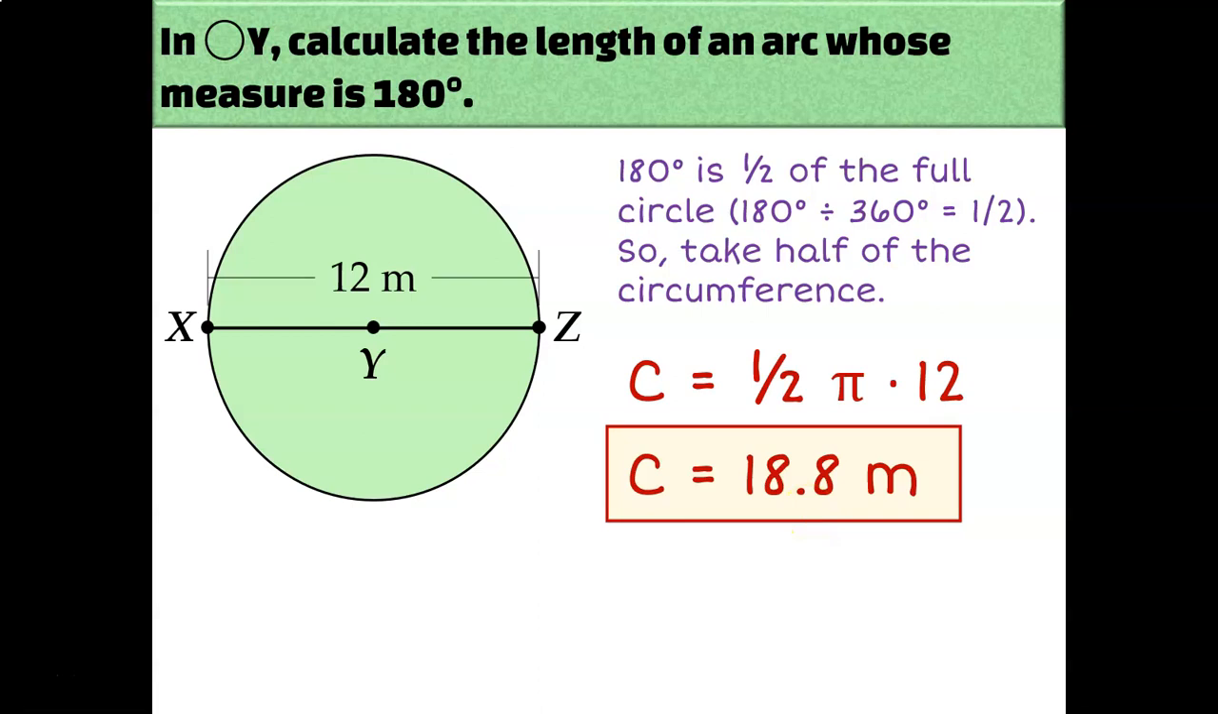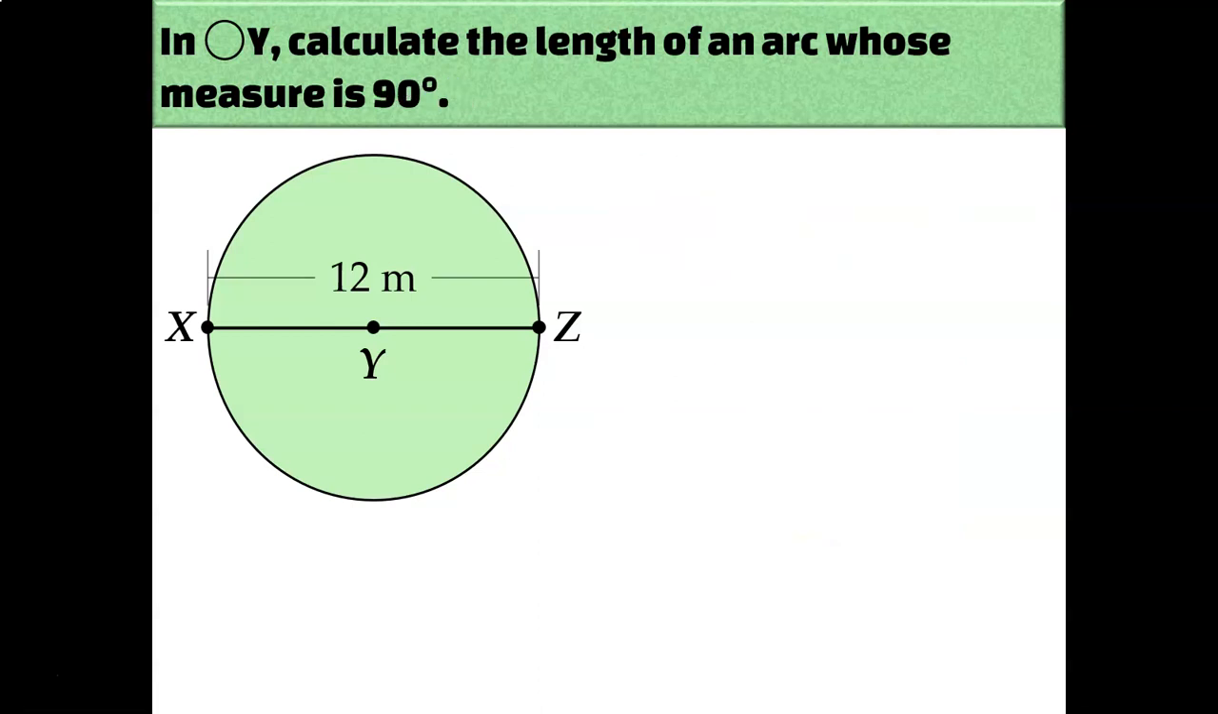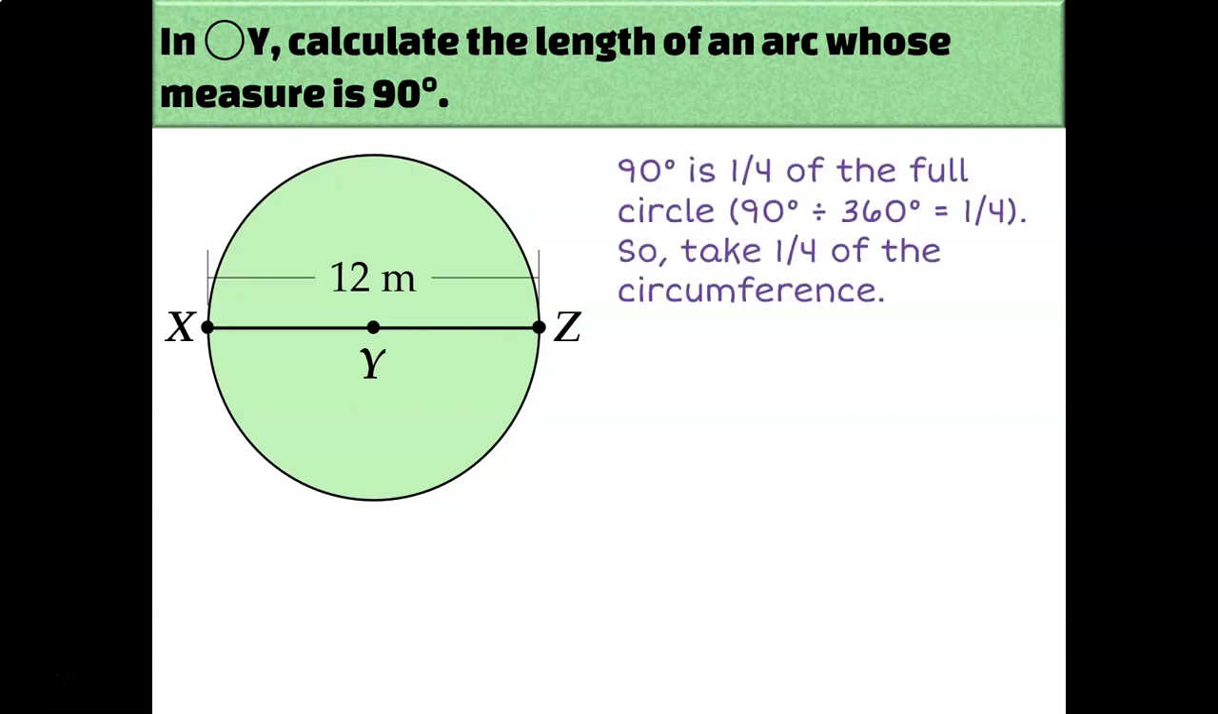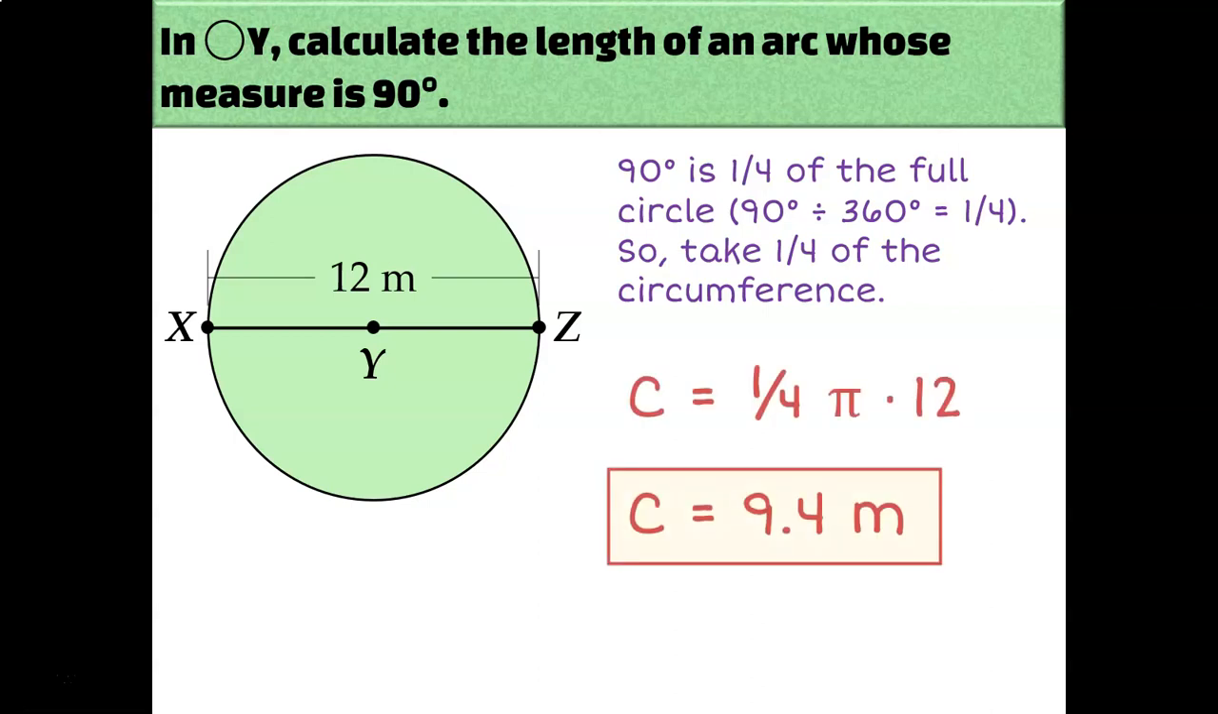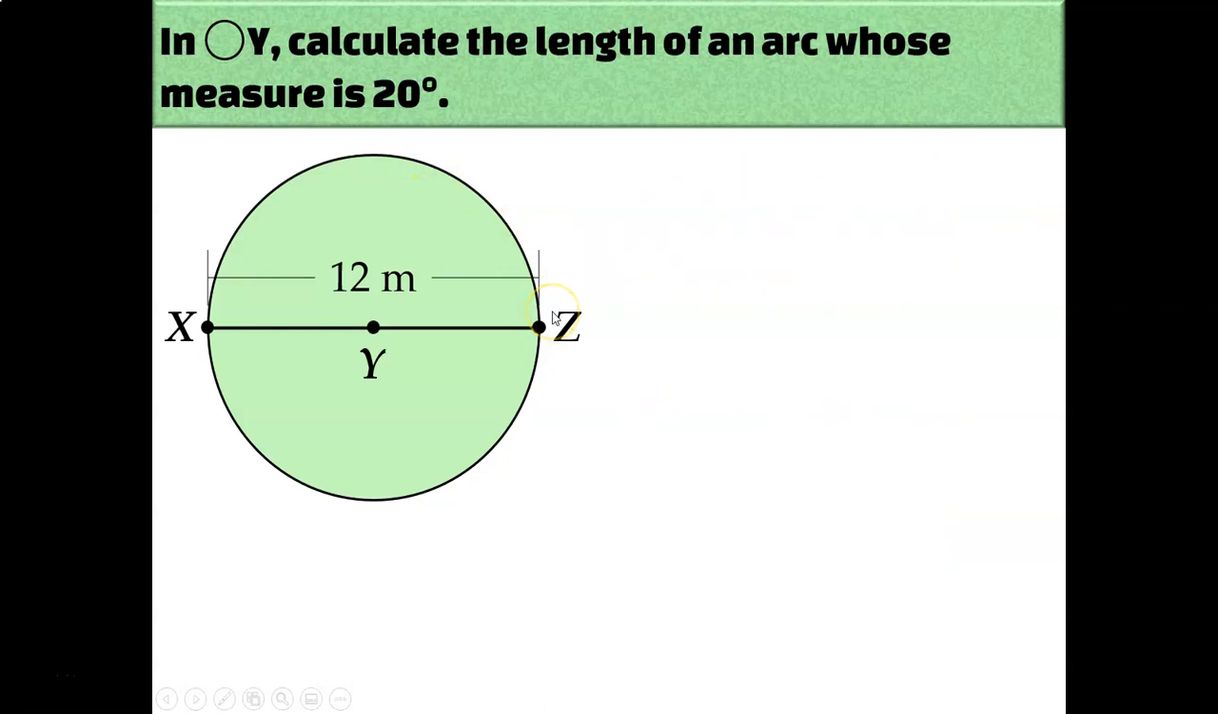Okay, what if I don't even want a half? What if I want an arc whose degree measure is 90? Well, 90 is a quarter of the circle, 90 divided by 360 is 1/4. So I could take 1/4 of the circumference to find the length of an arc that has a 90-degree angle measurement. Okay, what if I wanted something even smaller?